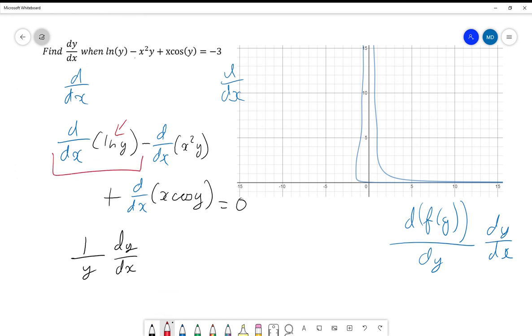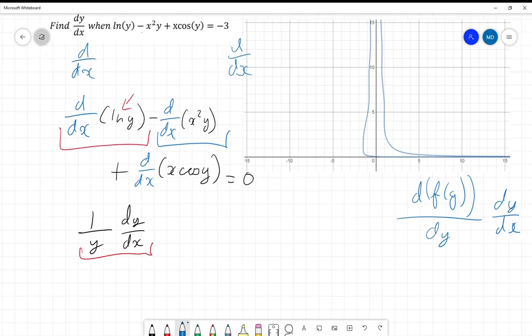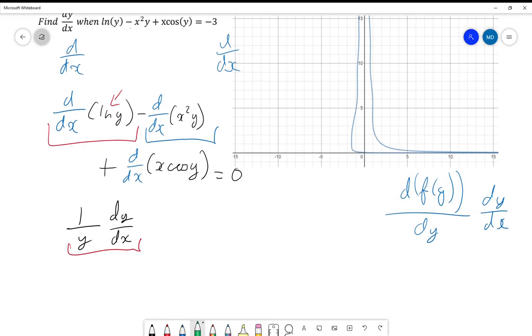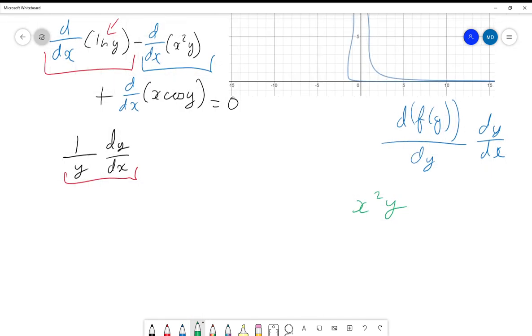So that goes to that. Then here, this is slightly more difficult because it's a product, and so we're going to use the product rule. We're trying to differentiate x squared y.